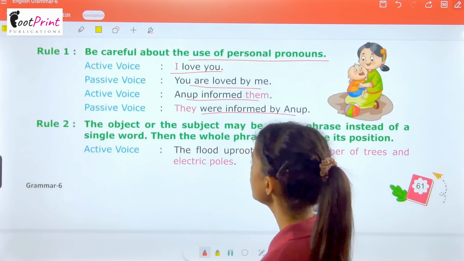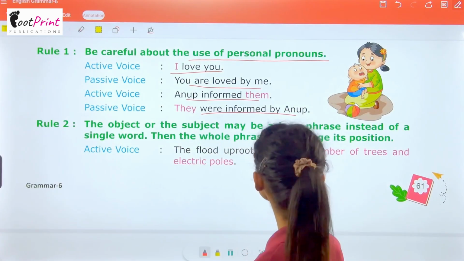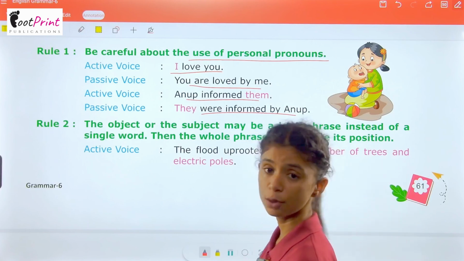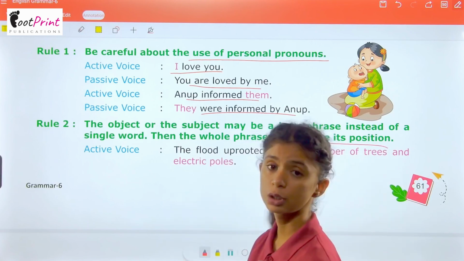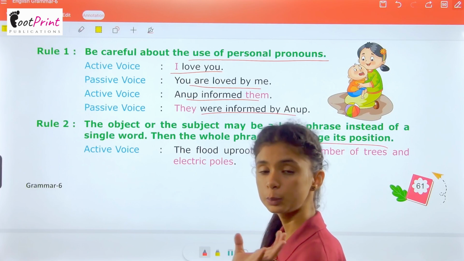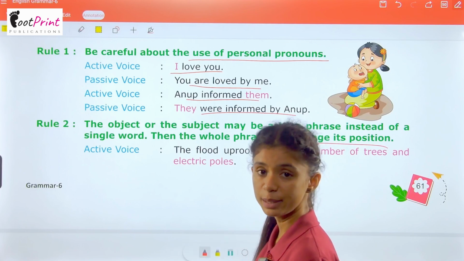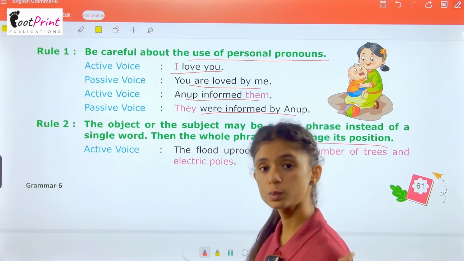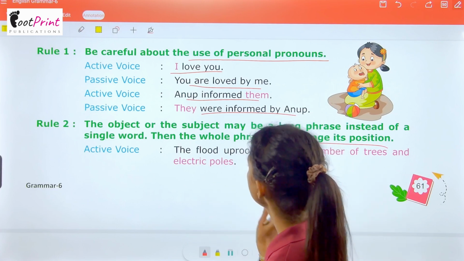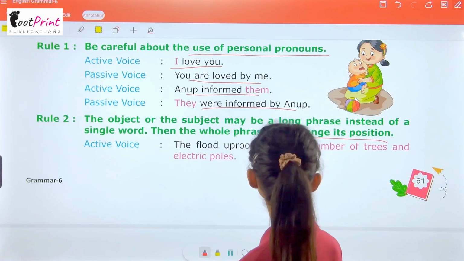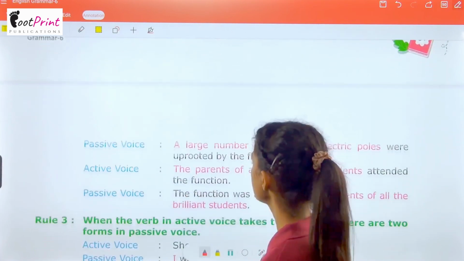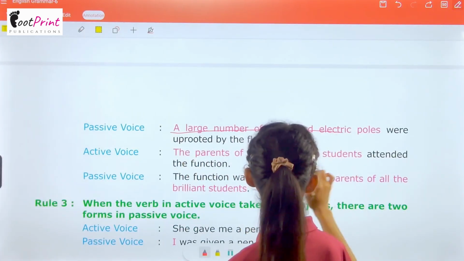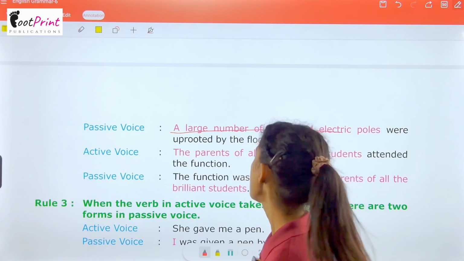Now, second rule is the object or the subject may be a long phrase instead of a single word. Then the whole phrase will change its position. So it's not important that only a word will change its position, but there can be a chance that a whole phrase will change its position. For example, active voice: the flood uprooted a large number of trees and electric poles. Now, the passive voice will be: a large number of trees and electric poles were uprooted by the flood.